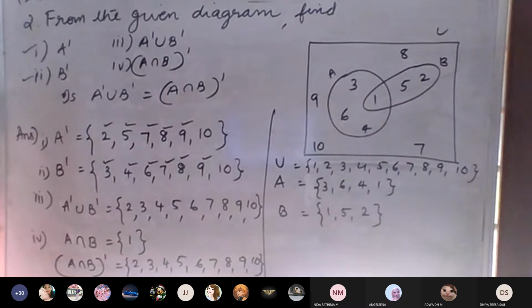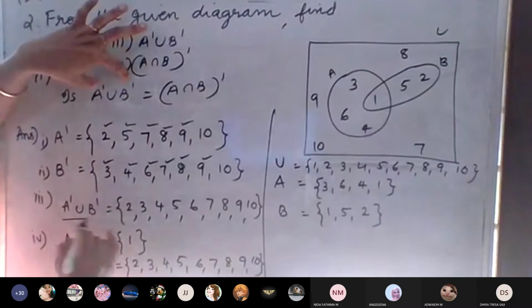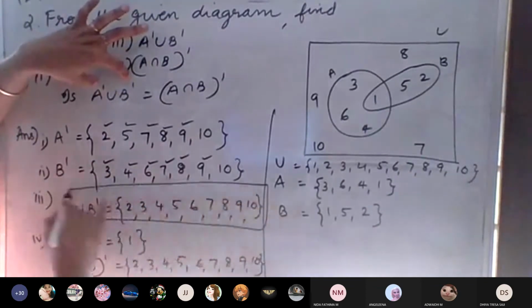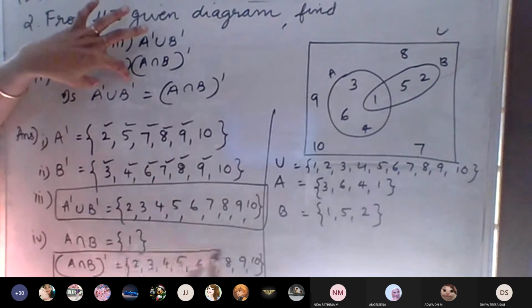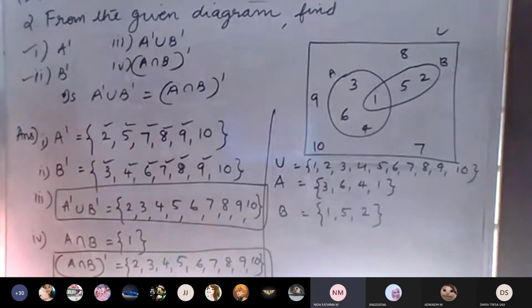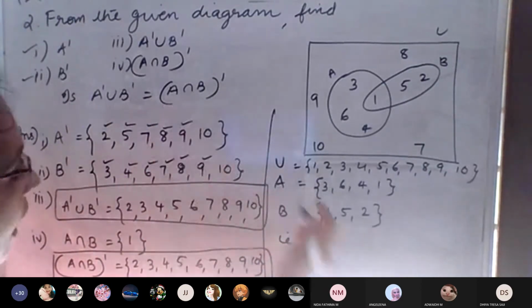A intersection B whole complement. Then check whether A complement union B complement is equal to A intersection B whole complement. Whether these two are equal or not, we have to check. Are these two equal? It is equal. That is the last line we can write.